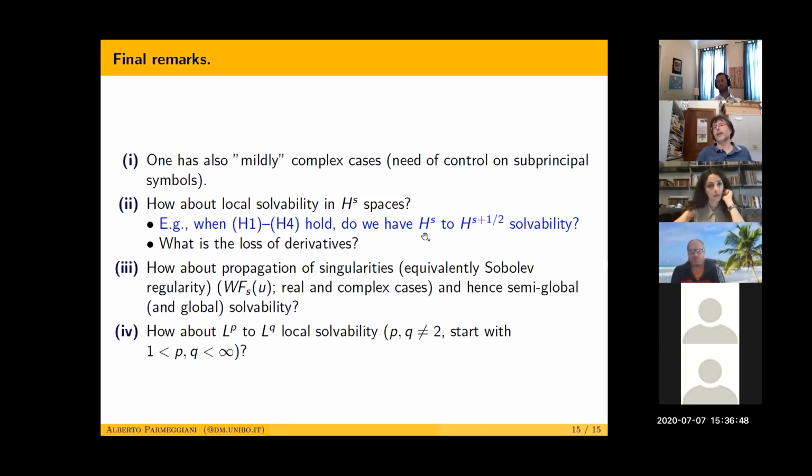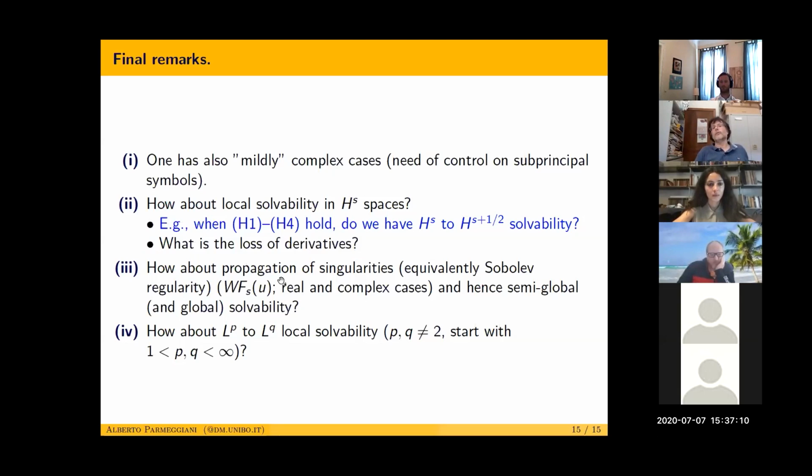So one would like to have, for instance, HS to HS plus 1/2 solvability. In this case, then you really can understand the loss of derivatives. But the example I showed near the zero set of F says that actually the loss of derivative may depend really on the geometry, on the location with respect to some stratification.